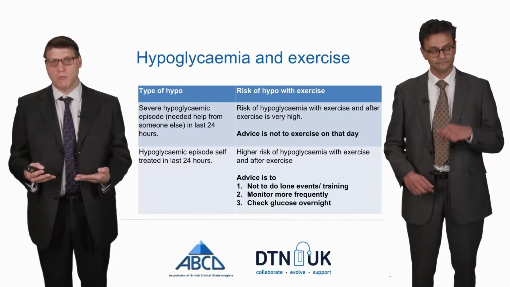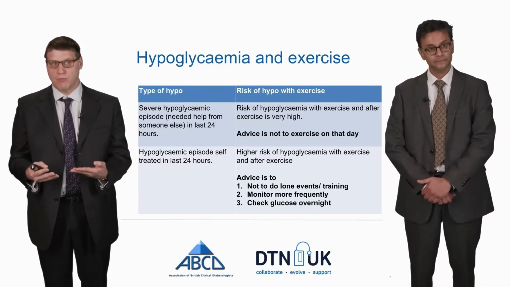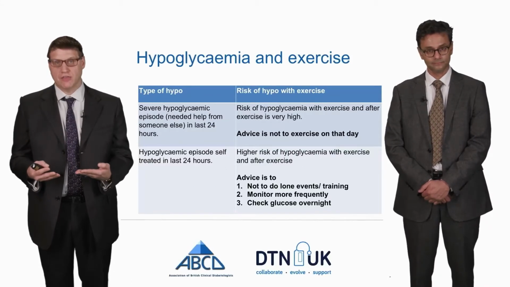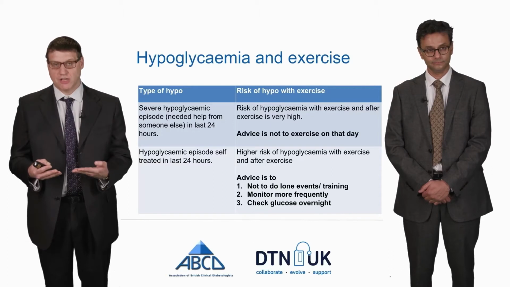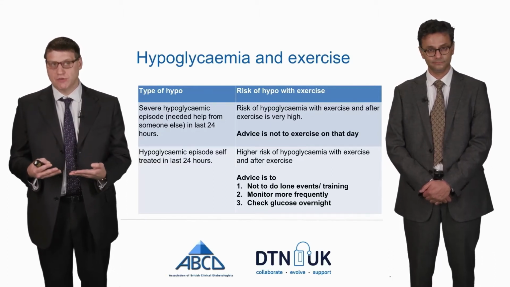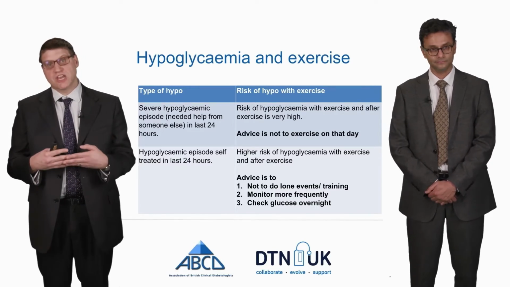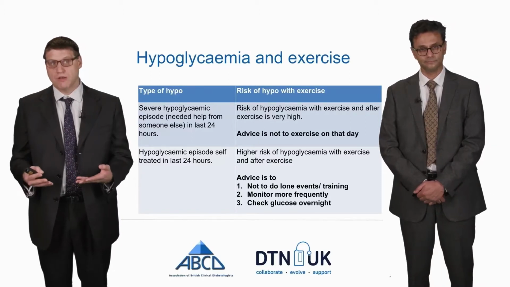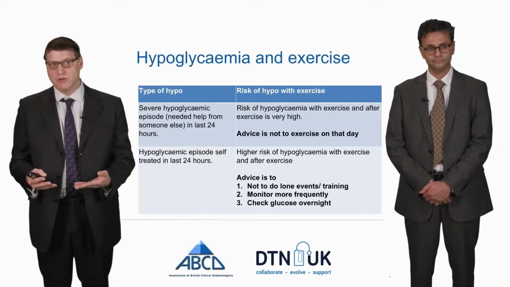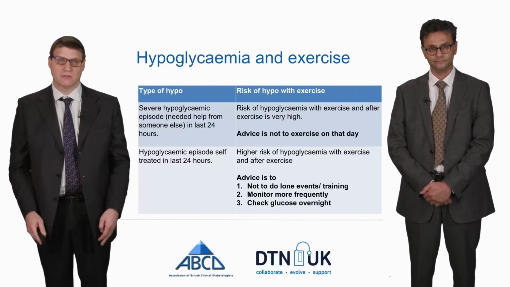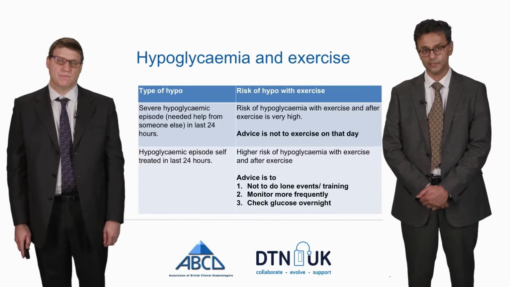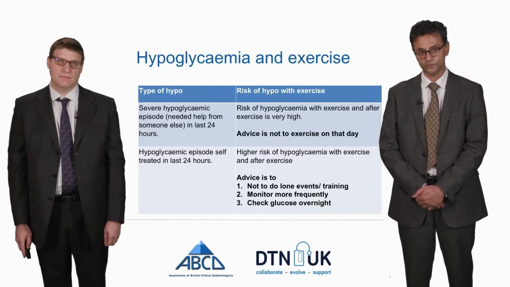The other type of low blood sugar is the one where you don't need help. So just a simple low blood sugar or hypoglycemic event that you don't need help with. With this, you're at high risk of having another low blood sugar when you exercise, but not as high as if you've had a severe one. So you are able to exercise, but provided you take a few things into account. We would suggest not exercising alone, so don't go off and do a solo swim or a solo run. Monitor your glucose more frequently and check your glucose overnight.